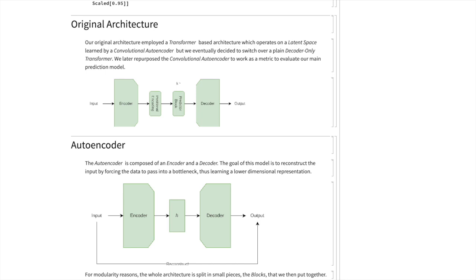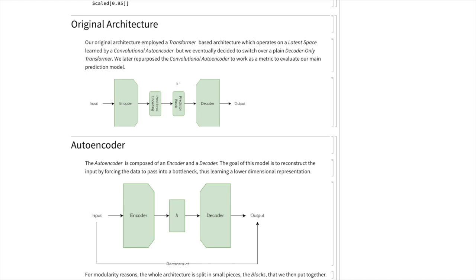Sure. So our original architecture was, to be honest, quite similar to the current one. Here it is. This is basically still a decoder-only transformer, but operating on a latent space learned by the encoder. So the decoder-only transformer is between the encoder and the decoder. For example, this is somewhat similar to the way Stable Diffusion works. Well, Stable Diffusion doesn't use a transformer, it is a diffusion model. But Stable Diffusion operates in a latent space similar to this architecture.